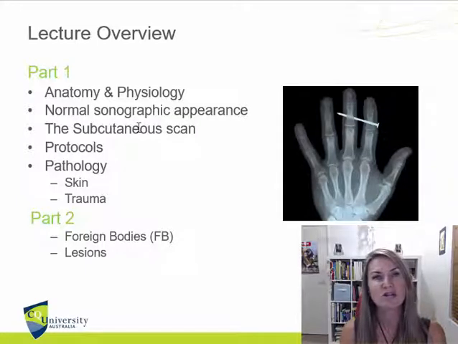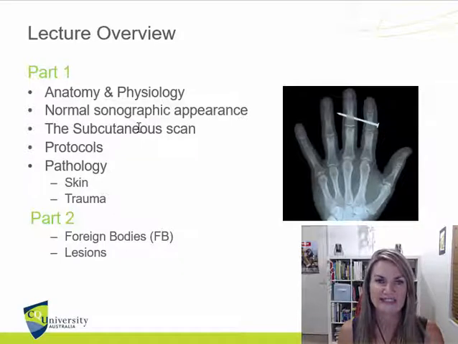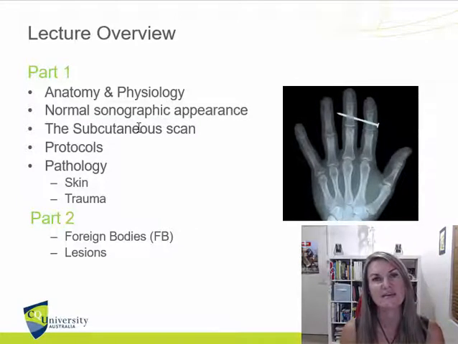The pathology, we're going to look at the skin layer pathology and trauma to start with, and then in the second part we're looking at foreign bodies and all of the lesions that can be either benign or malignant. So you'll see some similarities again this week starting to come through from the previous weeks.